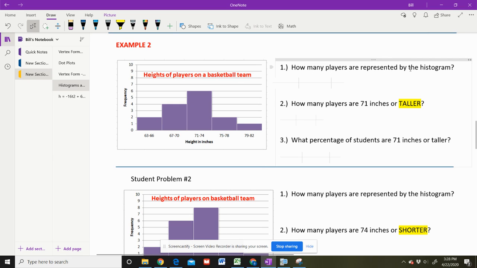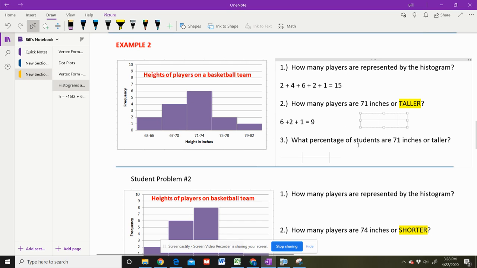So how many players are represented by the histogram? So again, I just go 2 plus 4 plus 6 plus 2 plus 1. So when I do that, I get a total of 15. How many players are 71 inches or taller? So at this point, we're only going to count the bars that are taller. So we want to go to this side. This bar starts with 71, right? 71 is here. And then we're going to go this way. So we're going to go 6 plus 2 plus 1. All right. So 6 plus 2 plus 1 gives us 9.